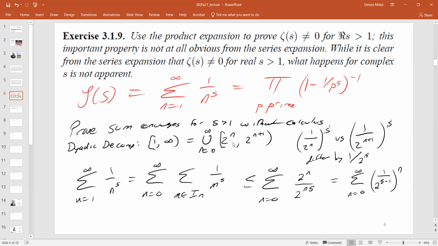Geometric, and what can you tell me about the ratio? Less than 1, because s is greater than 1. So it's a geometric series, and as s is greater than 1, the ratio is less than 1, so it converges.